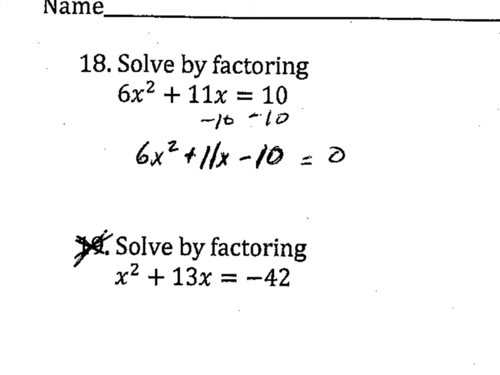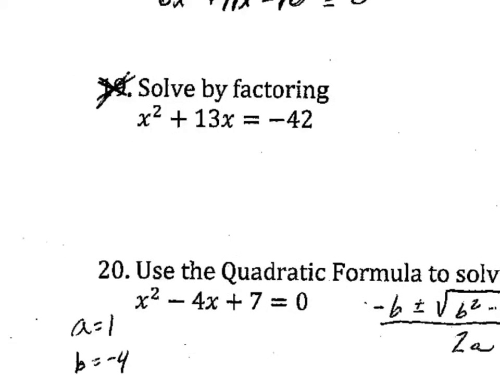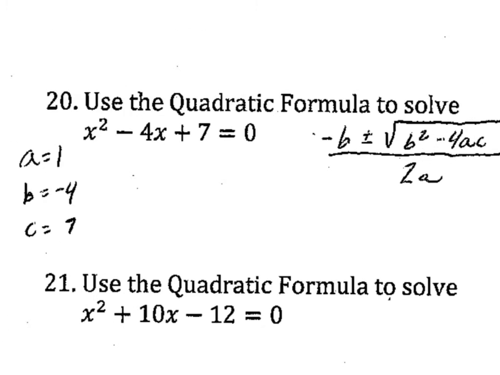18 you're going to solve by factoring. I kind of already got you set up here. Alright, there's no GCF. You can go straight to the box method, factor it out, set each parentheses then equal to 0. You should have two answers. We're skipping 19.